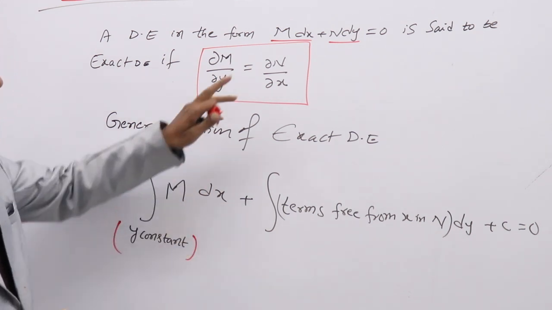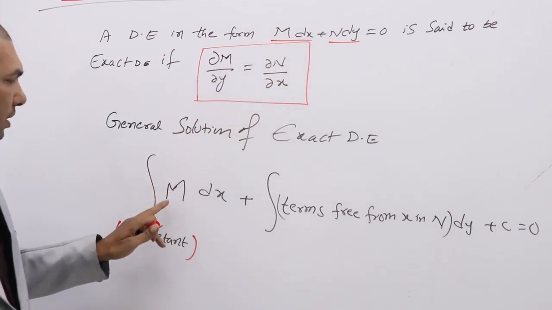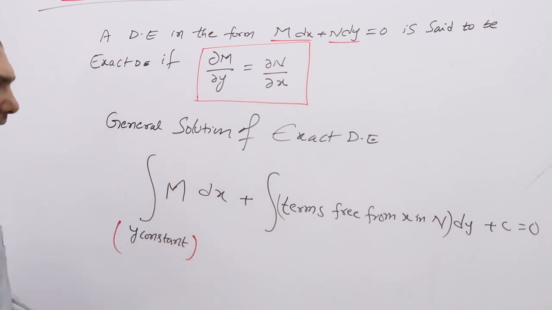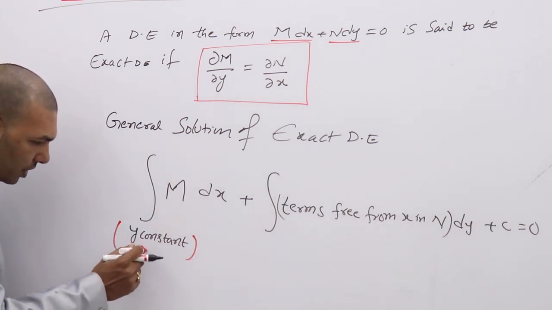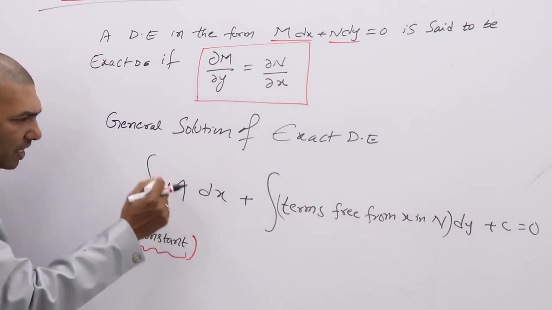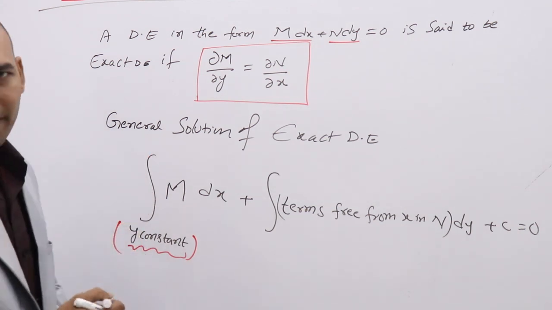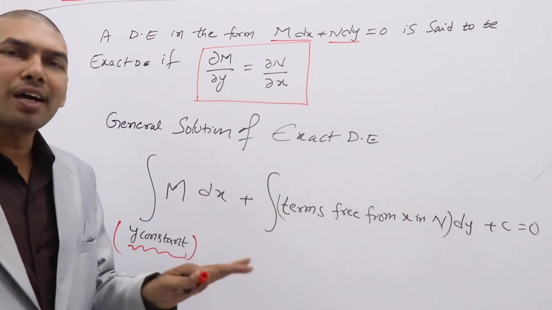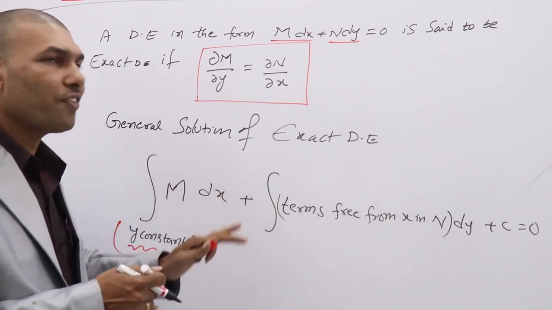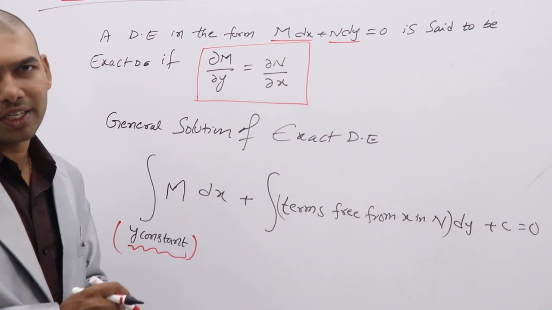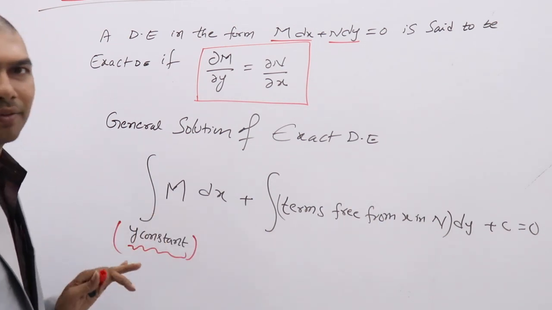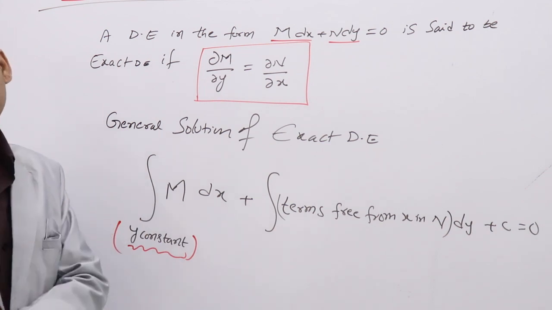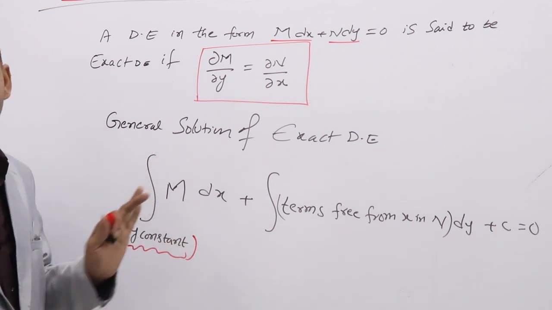Integral M dx: M means the dx coefficient, that one you need to write, the total term. But while integrating, keep y constant, this is important. If you have xy here, don't integrate y. In line integral, if you have y, you convert it in terms of x if you are integrating with respect to x. But here no need. If you have y, keep that as constant, don't integrate. Integrate x terms only in M.